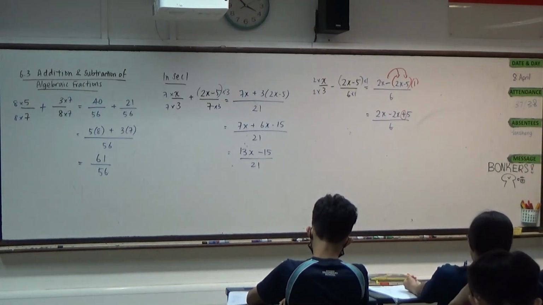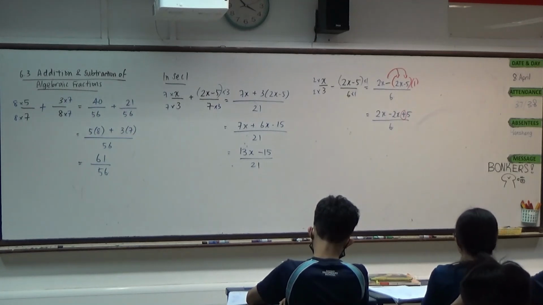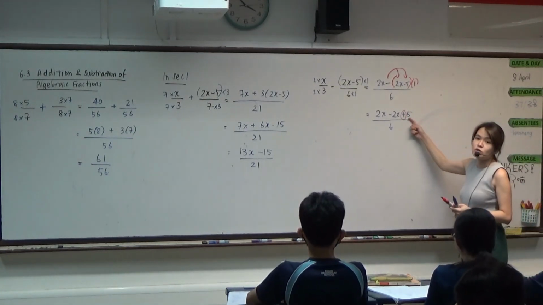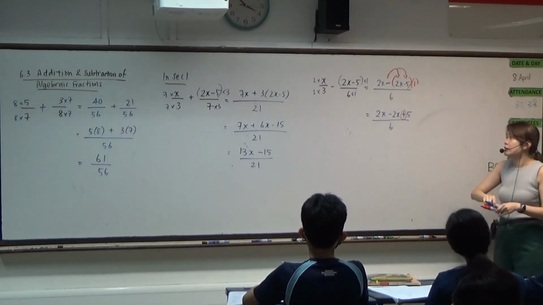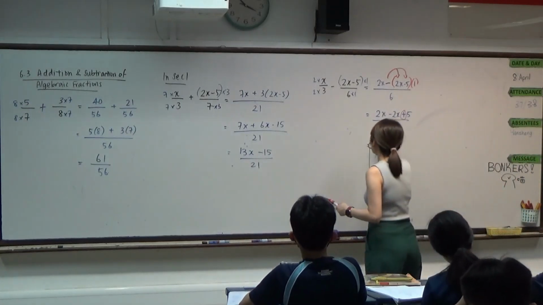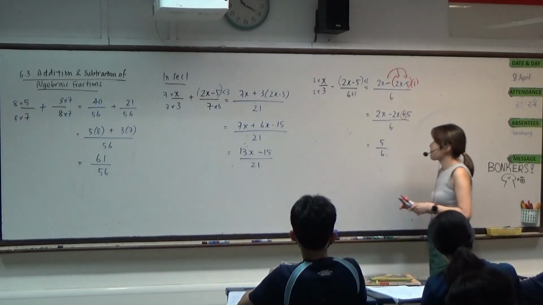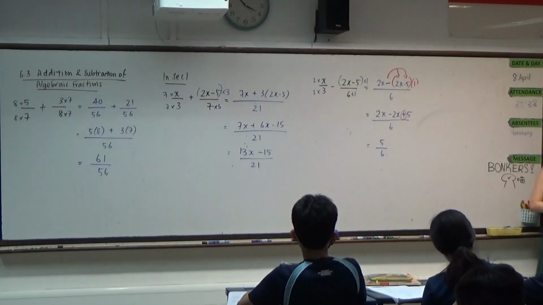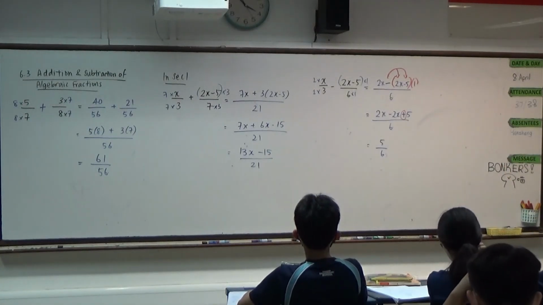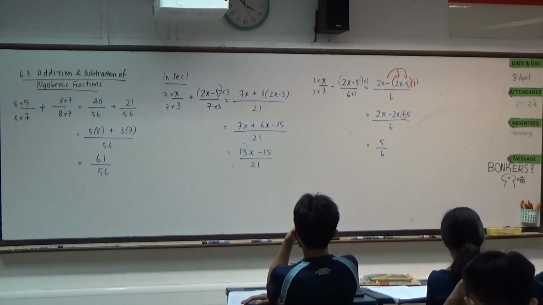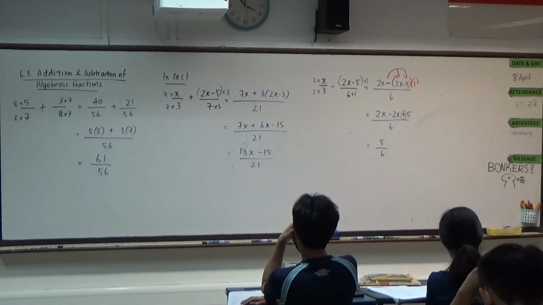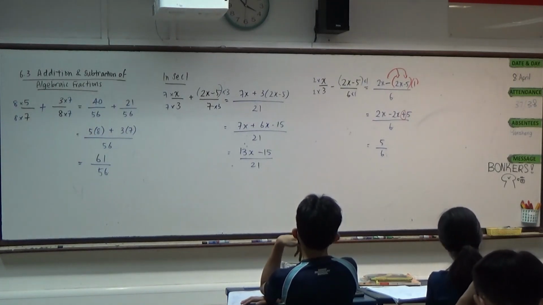If you did not put in the brackets, you will not know that this has to change to plus 5. And then my final answer will be 5 over 6 because 2x minus 2x is 0. So these are the things that we have learned in Set 1.